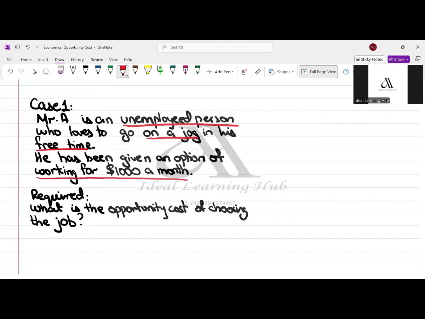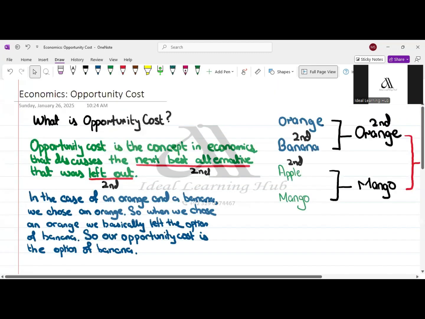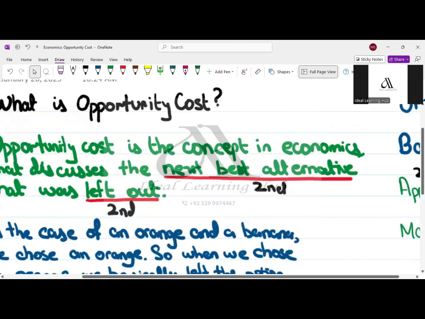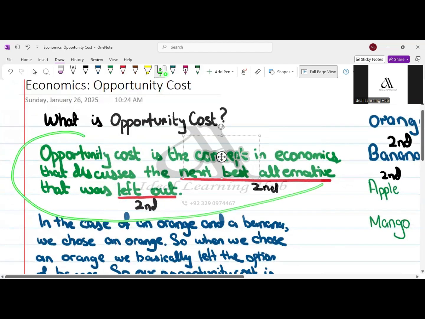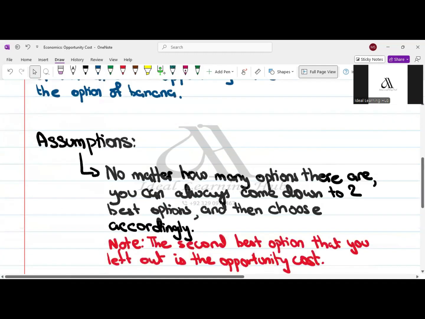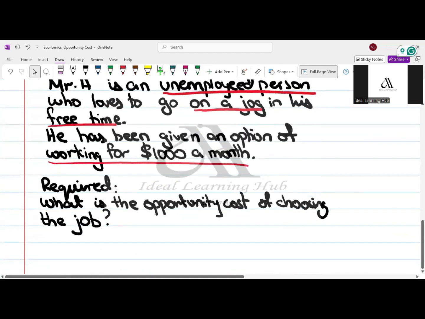What is the opportunity cost? Students, remember, opportunity cost is the concept in economics that discusses the next best alternative that was left out. Here, it's written over here. So what is the opportunity cost? The question is asking us, what is the opportunity cost of choosing the job?